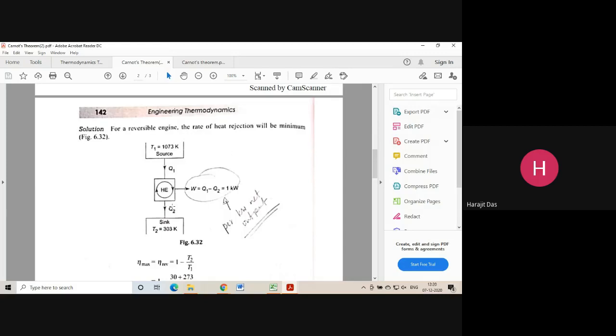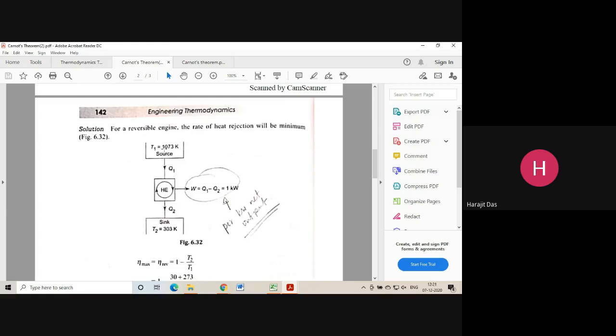Because if this is minimum, then only this ratio W by Q1 will be maximum. Because W is Q1 minus Q2, when Q2 is minimum, W will be nearly equal to Q1, isn't it? But Q2 is not equal to 0, which we have actually read a few minutes back. So W by Q1 would be 1, but it cannot be 1, that is why its value will be a little less than 1. So here, this is the exact figure.